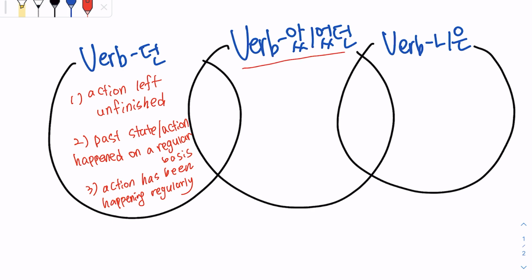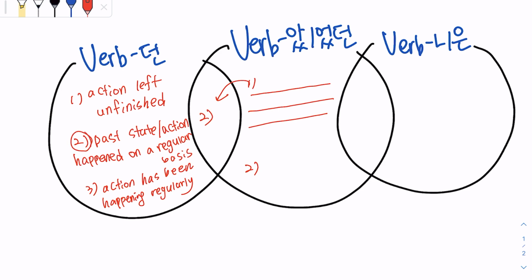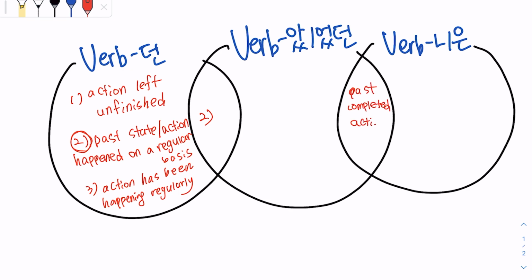In verb-았었던, we learned 2 usages of 았었던. So the first usage was the past state and action happened on a regular basis, which is interchangeable with 던, right? So this part, I'll just write it number 2 because it belongs to the number 2 of 던's usage. So that's the common denominator of verb-았었던 and 던. And 았었던 also had another usage, which was past completed action, in which case it would be interchangeably used with verb-은. And verb-은 can also be used with any past actions in general. Whether it's completed or not, it just focuses on any past actions.